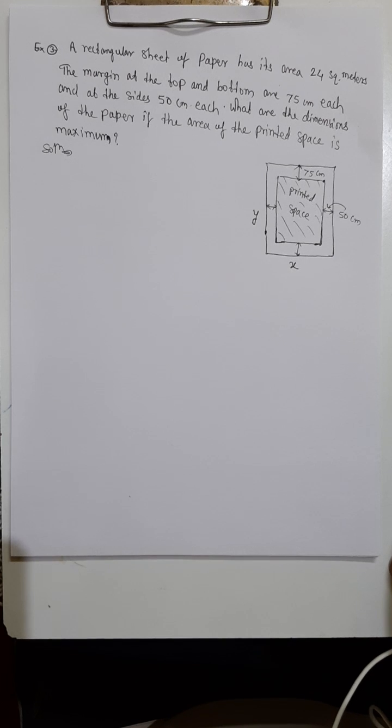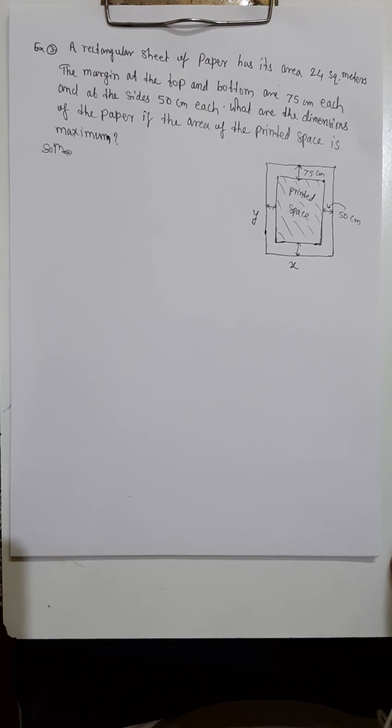Continue. Third problem. What is given? A rectangular sheet of paper has its area 24 square meters. Area is 24 meters square, given. The margin at the top and bottom are 75 centimeter each, and at the sides 50 centimeter each. What are the dimensions of the paper if the area of the printed space is maximum? So you have to find here what is the length and what is breadth of this sheet of paper.